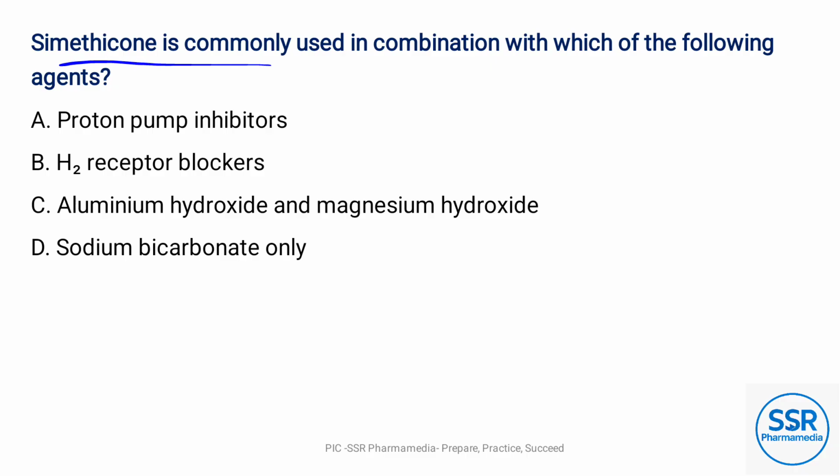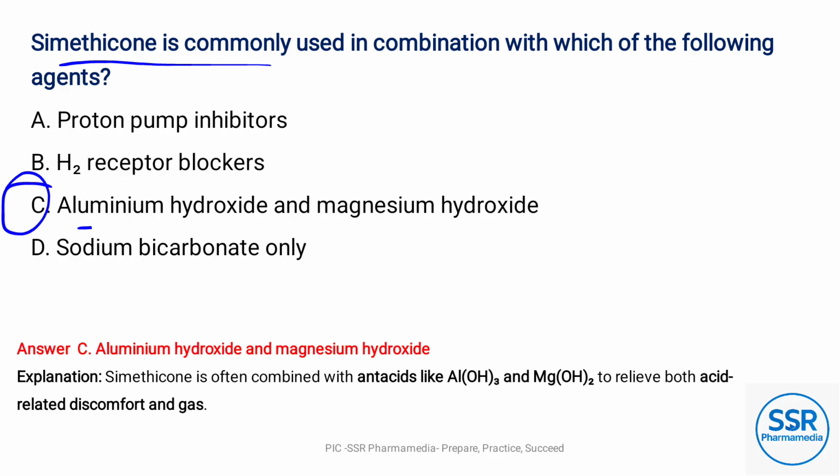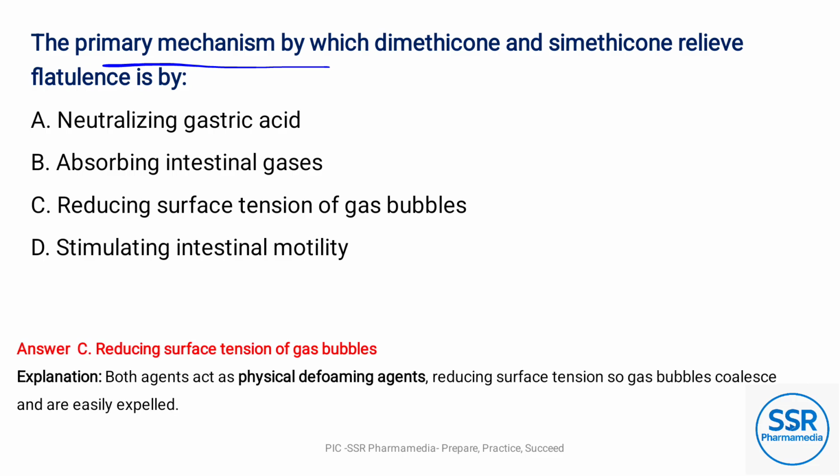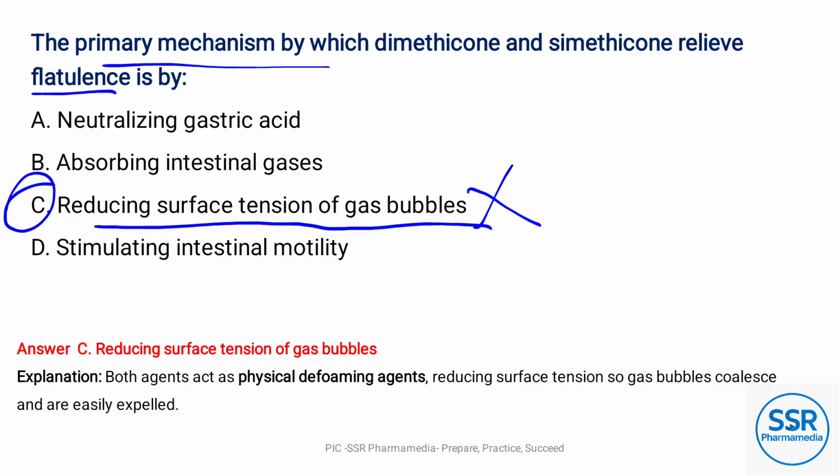Simethicone is commonly used in combination with which of the following agents? Option C, aluminum hydroxide and magnesium hydroxide. The primary mechanism by which dimethicone and simethicone relieve flatulence is, option C, reducing surface tension of gas bubbles. This is a very important mechanism of how flatulence is reduced. Flatulence means producing gases, so it is relieved by reducing the surface tension of gas bubbles, and it acts as an anti-flatulence agent.